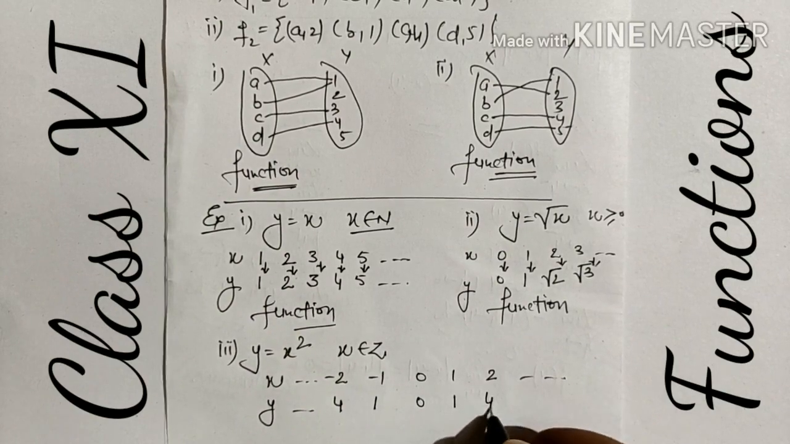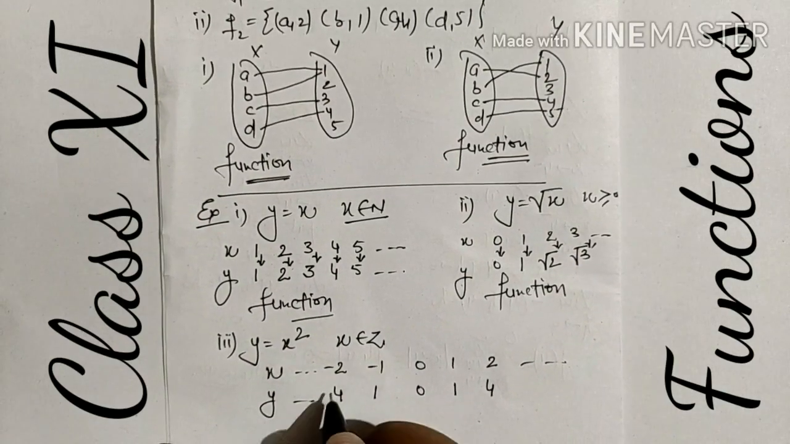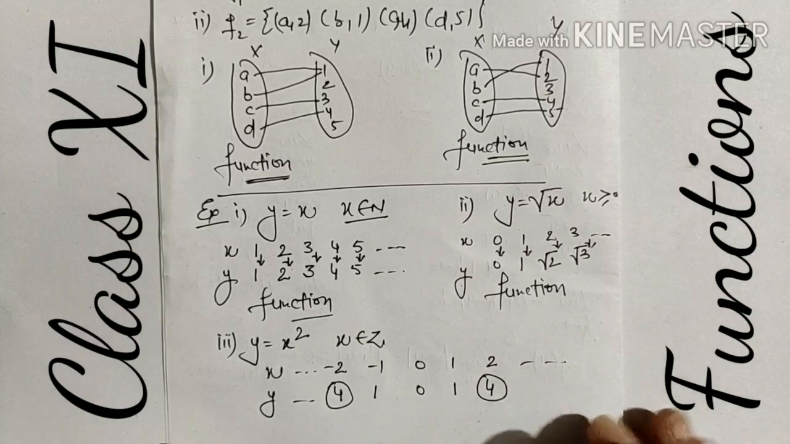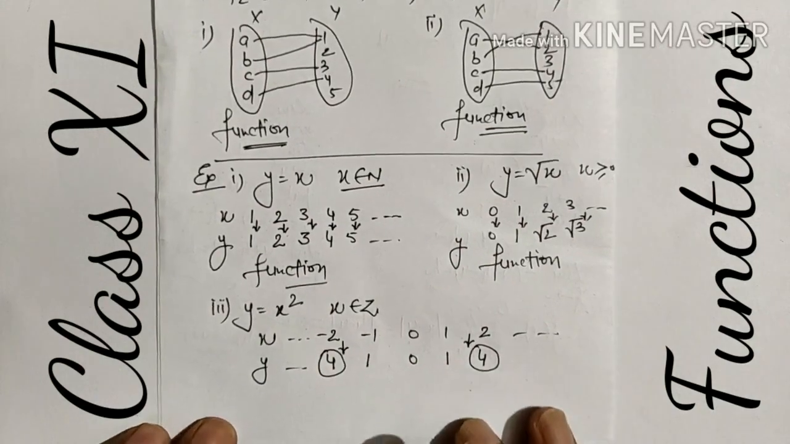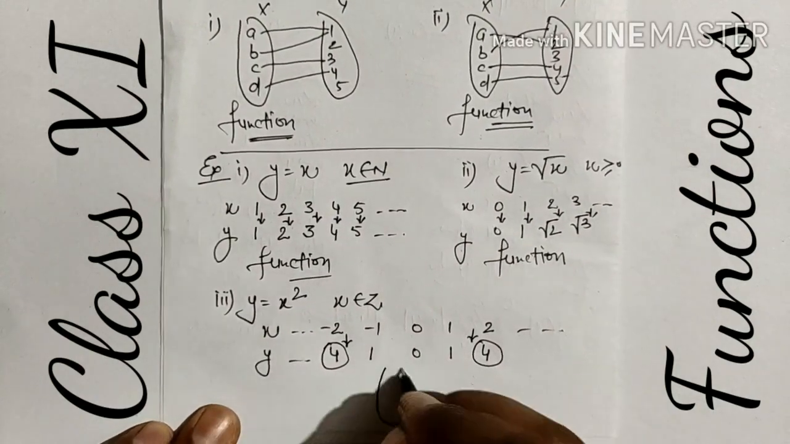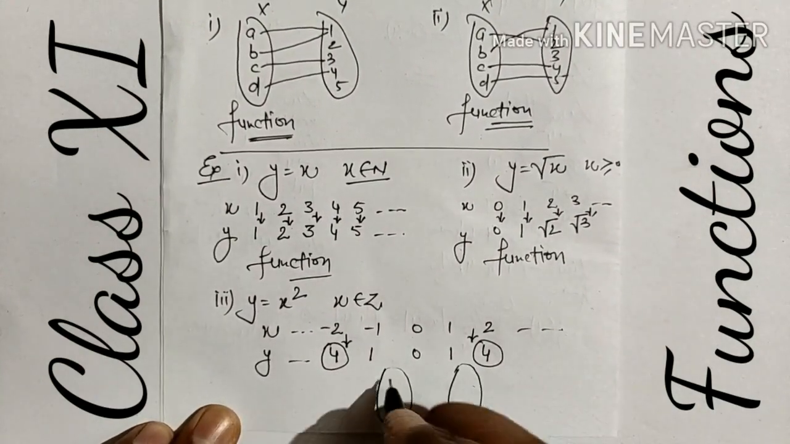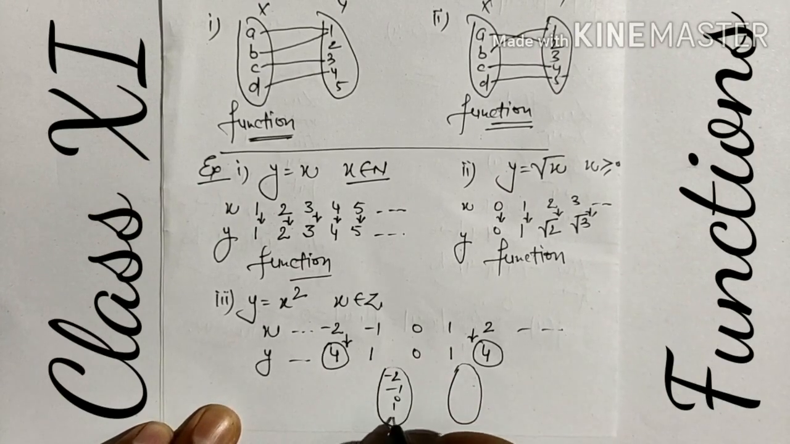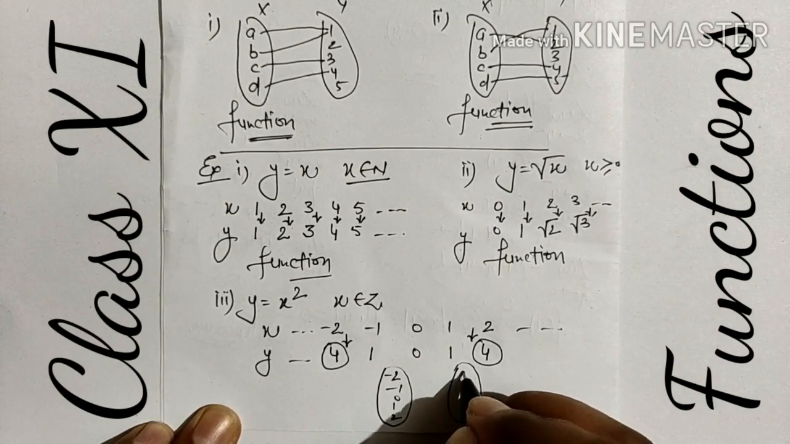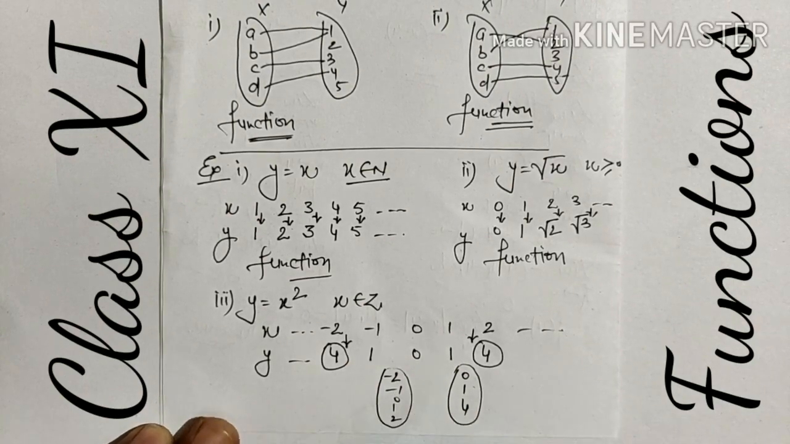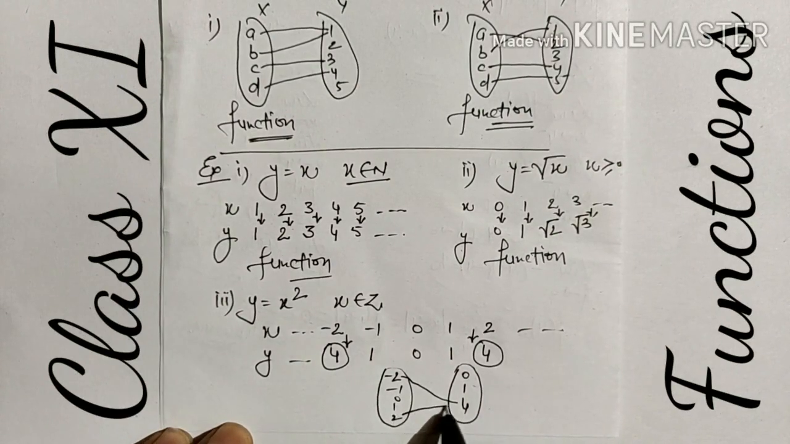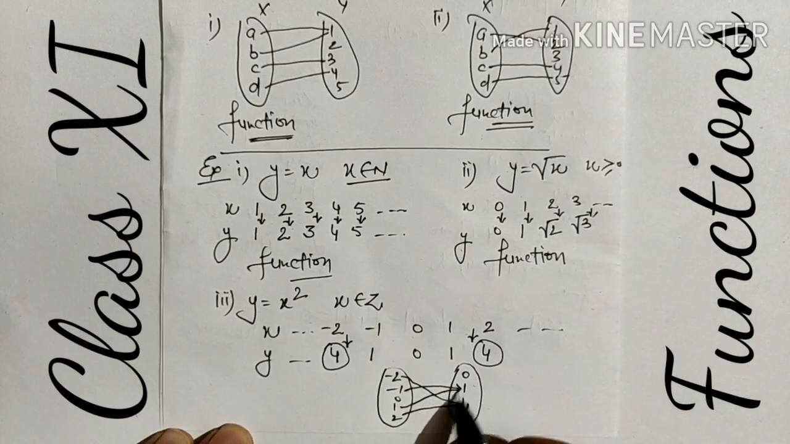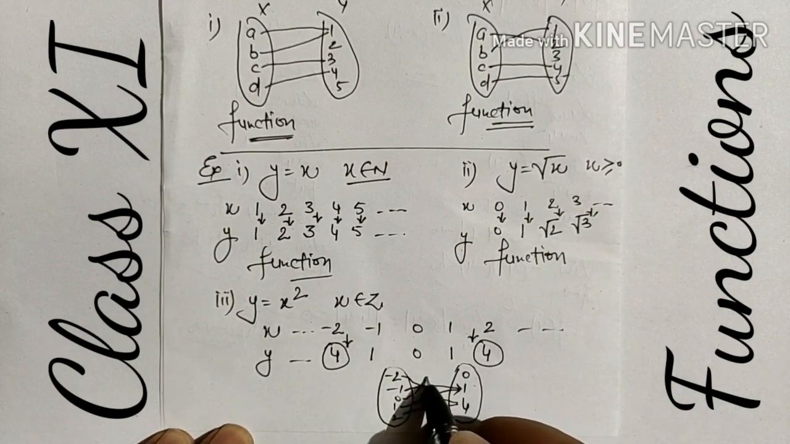Here 2 images are getting the same answer. If we represent it like this in an arrow diagram: minus 2, minus 1, 0, 1, 2, and 0, 1, 4. The answer of minus 2 is plus 4, and 2 is also 4. The answer of minus 1 is plus 1, and plus 1 is also plus 1. The answer of 0 is 0.